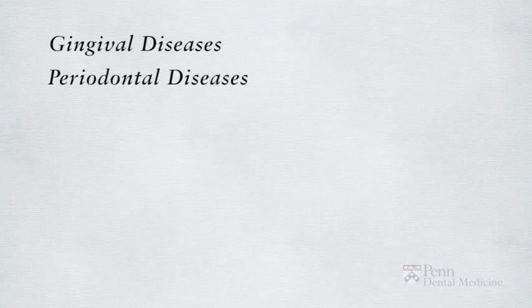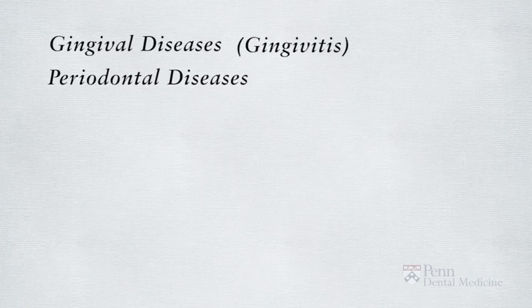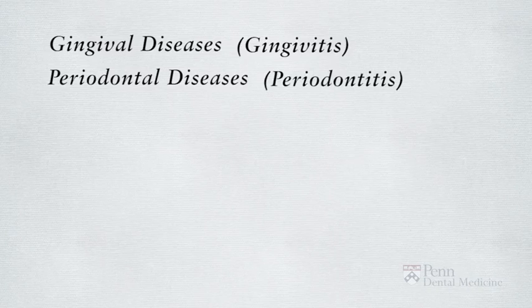Let's review the classification of periodontal diseases. Generally speaking, periodontal diseases encompass two groups of diseases, the gingival and the periodontal. When the disease is confined to the gums only, it is known as gingivitis. When the destruction and the inflammation spreads to lower structures such as the bone and the periodontal ligament, the condition is then known as periodontitis.